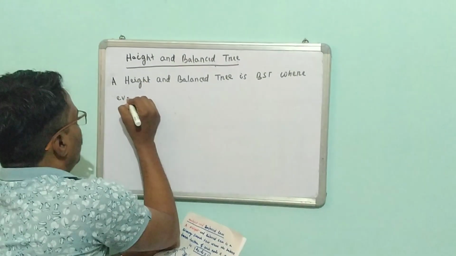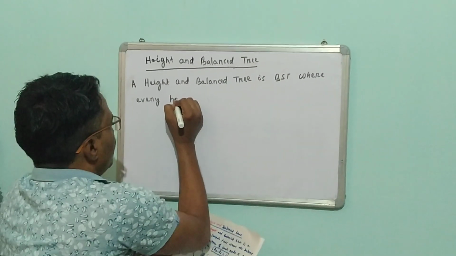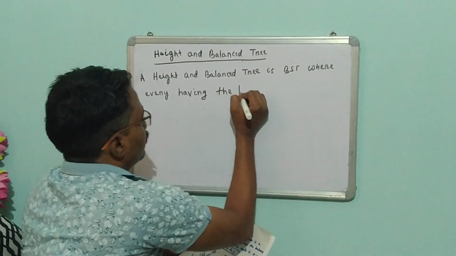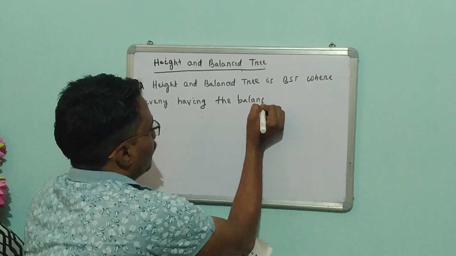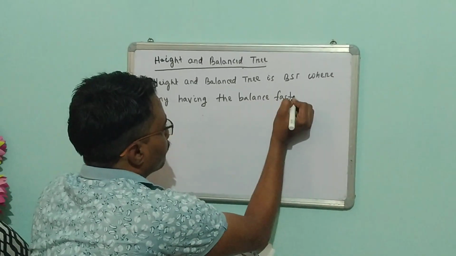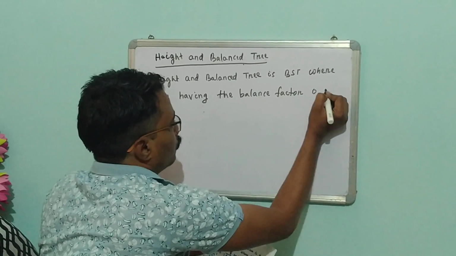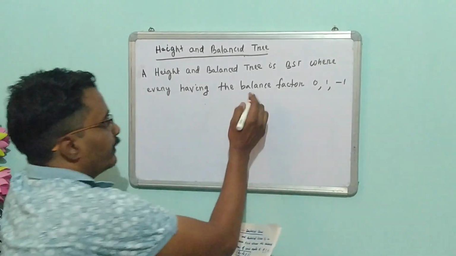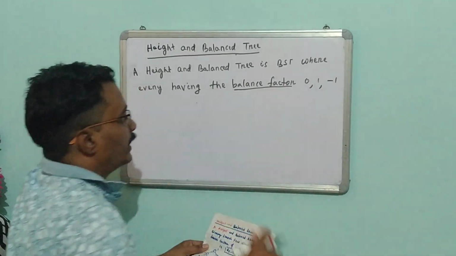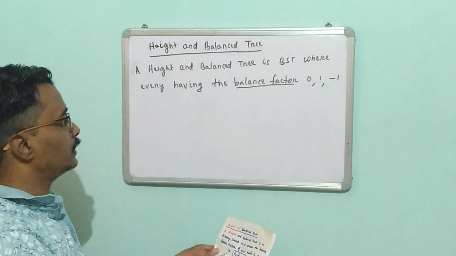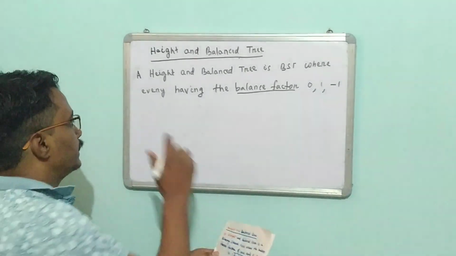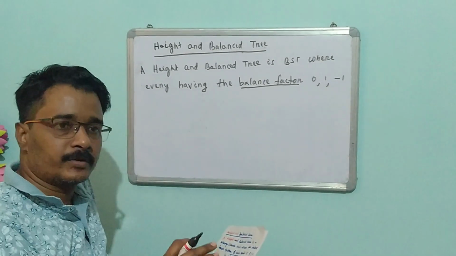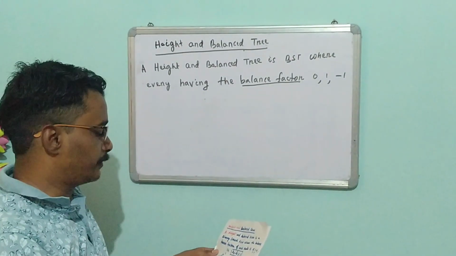every node has a balance factor of 0, 1, or -1. So what is called the balance factor? This is an important thing. The balance factor is the difference between the height of the left subtree and the right subtree.